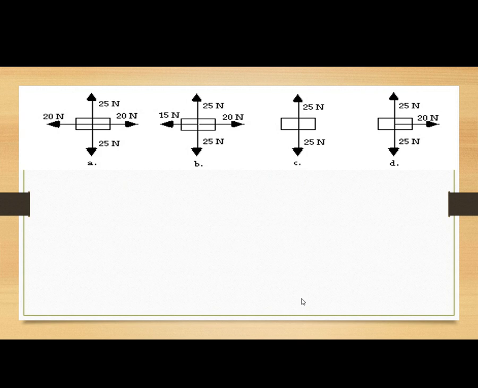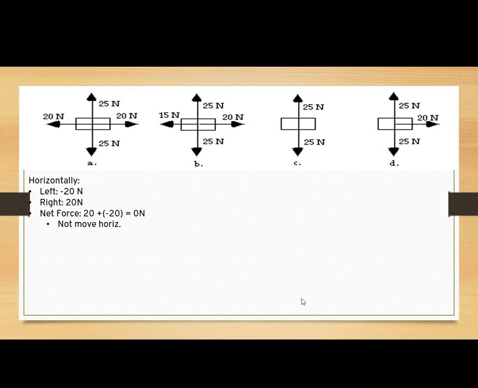All right, so we have four free body diagrams. We're going to look at A and B together, and then you would do C and D on your own. Okay, so when we're looking to see if the forces are balanced or unbalanced, we have to look at them horizontally, which is left and right, and then we also have to look at them vertically, which is the up and down. So horizontally, I like to start there first.